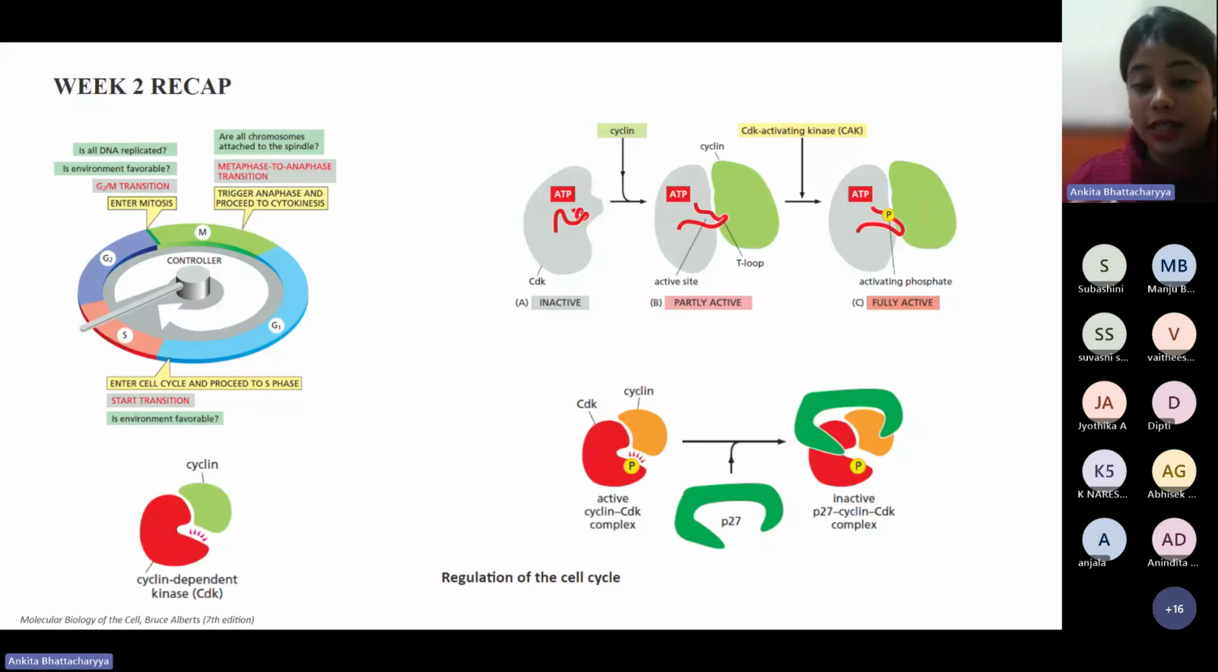In some cases you will find that its presence is inhibiting a certain process or a certain protein from functioning, and only when that phosphate is removed will that protein become active. We'll come across an example for that as well.